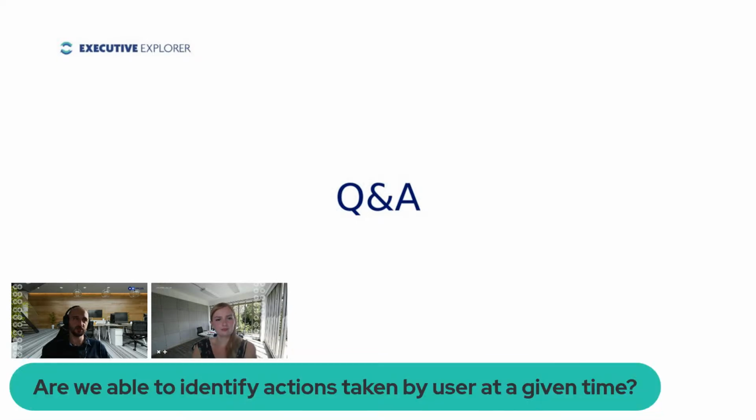There's also a question here. Are we able to identify actions taken by a user at a given time? Yes, we can do it. As I've said, we are collecting everything that is done to the system, so we can trace it back. For example, if we know which user and at what time, we can find what was done, or maybe just a customer name or some other value. You can search in the system, in our Executive Explorer, by values. Whichever value helps you identify what you are looking for, you can use it and find it. So yes, you are fully able to identify actions.